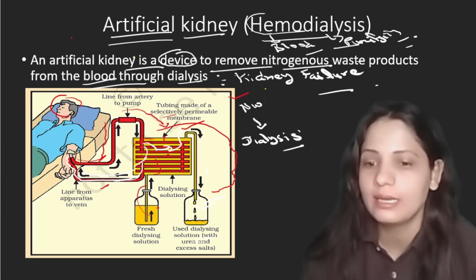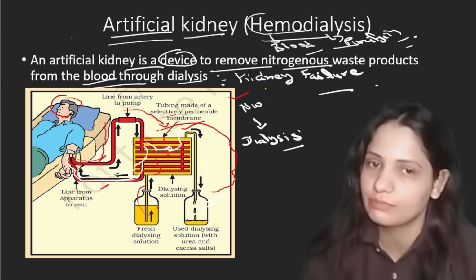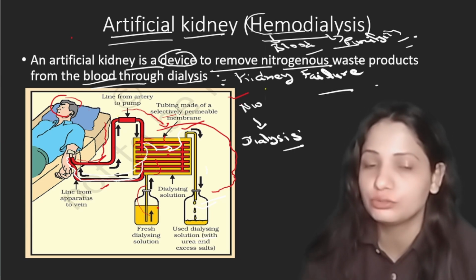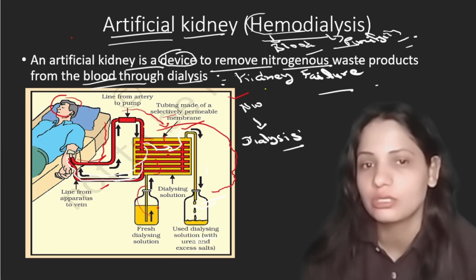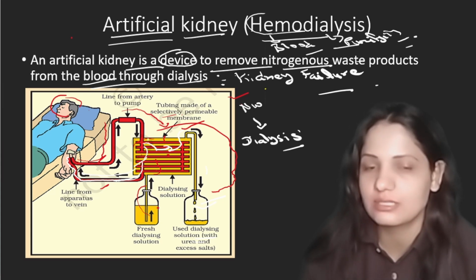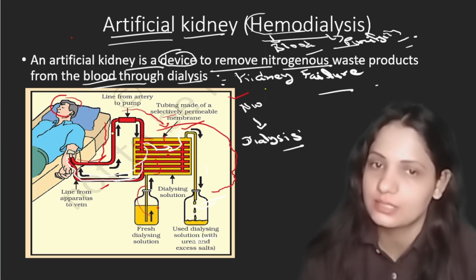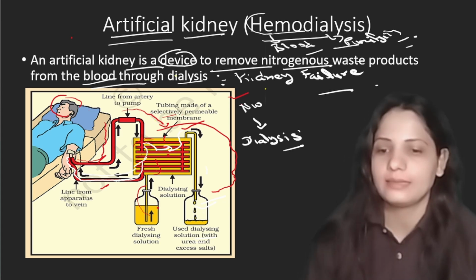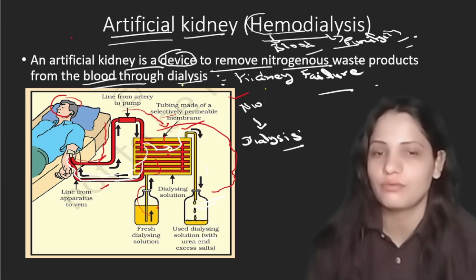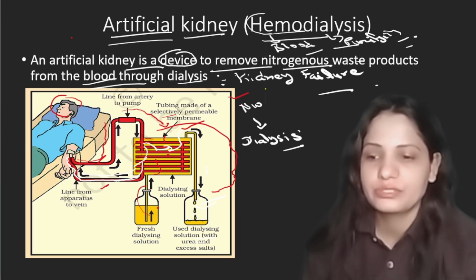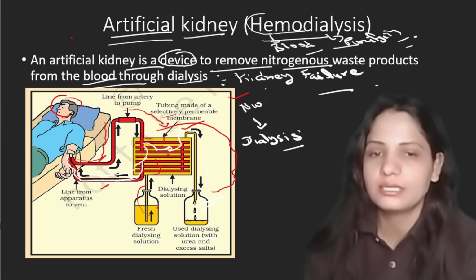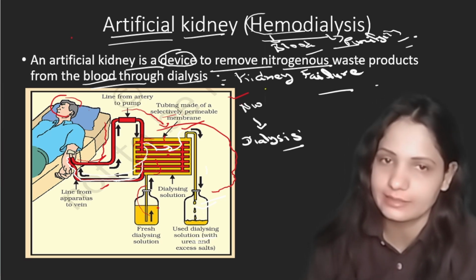The blood of the body is taken out, and then that blood is filtered inside a chamber which contains semi-permeable membrane, and then the purified blood which is devoid of nitrogenous waste is sent back to the patient's body via the radial vein. This is the process of hemodialysis, and this is a very common process nowadays for kidney patients who have severe kidney infection or kidney failure. I hope you understood the process of artificial kidney or hemodialysis.